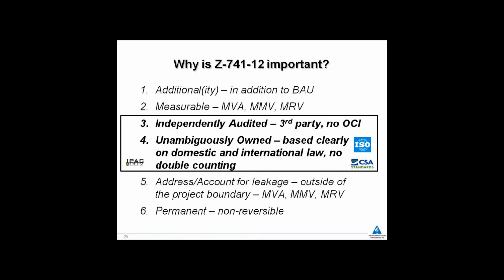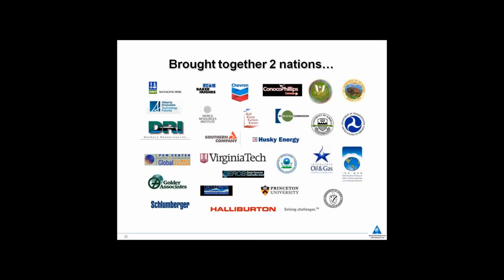Z741 plays two major roles. The first role that it fulfills, looking at the 6 requirements for a CDM to be a CDM, items number 3 and 4, the Z741 standard identifies independent auditability. It provides third-party certification, conflict of interest being addressed, and ownership across international boundaries. And items 3 and 4 were the 2 major lacking pieces that kept CCS from moving forward. Even though it was approved by the Kyoto Protocol as a CDM, there weren't any CCS projects because items 3 and 4 were unaddressable, and Z741 provides that opportunity.